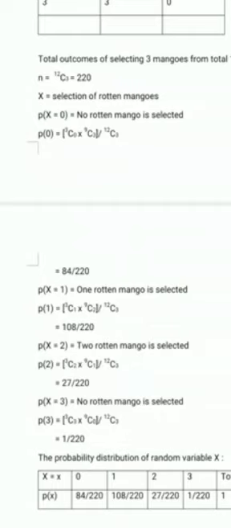Then P of x is equal to 3. All 3 rotten mangoes are selected. So, P of 3 is equal to 3C3 into 9C0, that is divided by 12C3. So, we get 1 by 220.